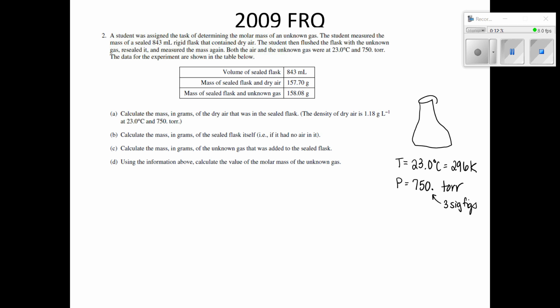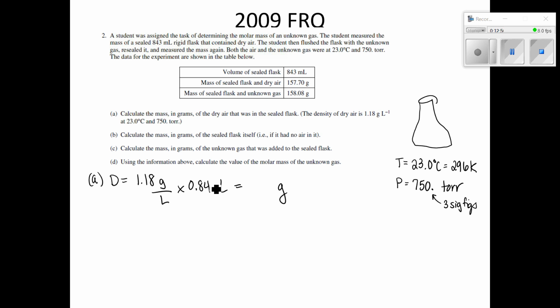Okay. So first you want to calculate the mass in grams of dry air that's in the sealed flask. So if we think about some things that we know, the density of the air is 1.18 grams per liter. So they gave us density and we're trying to find grams. So this looks like a one-step calculation. If we just take this value times liters, we'll end up with grams. So that's all we have to do for this one. It's really just a density calculation.